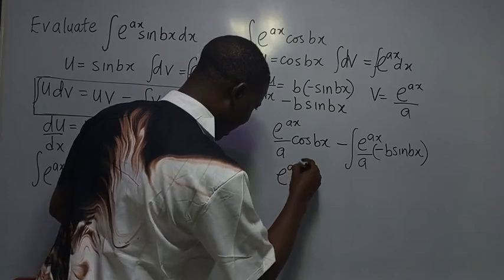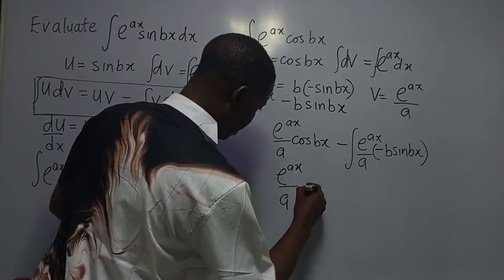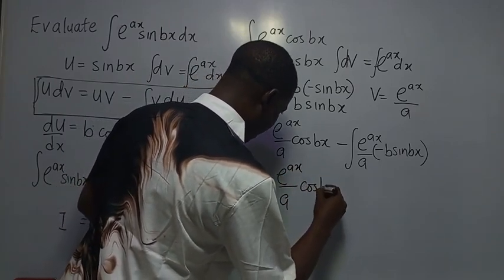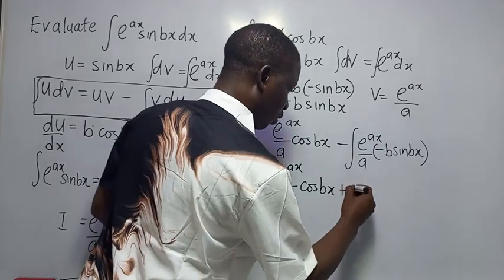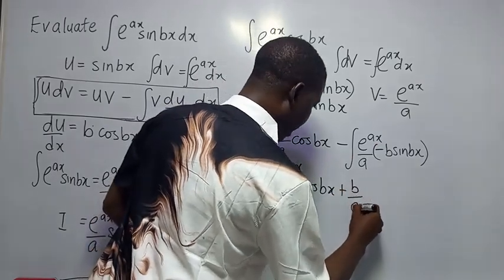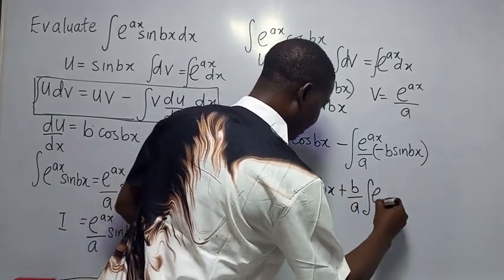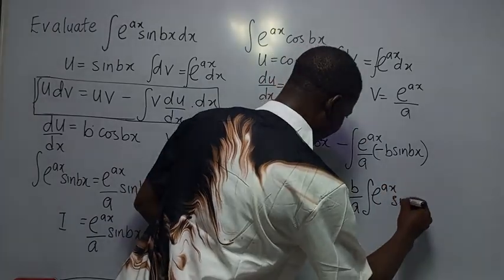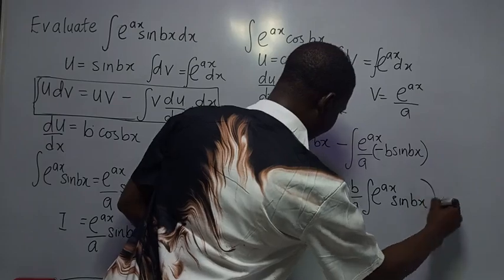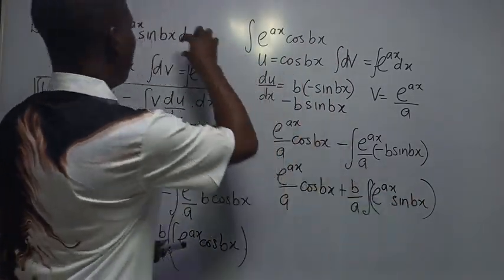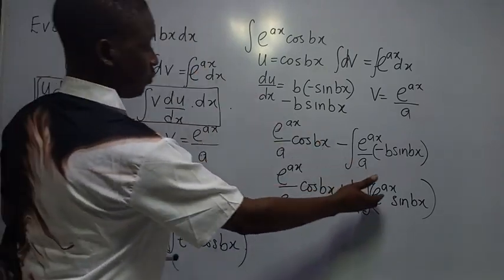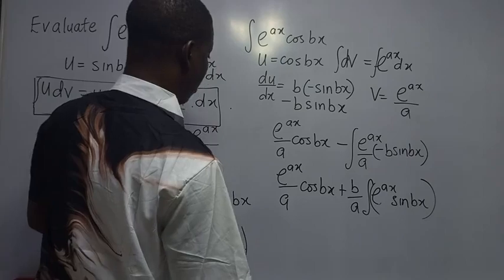e raised to power ax over a cos bx. Minus times minus is plus. So b over a integral of exponential ax sine bx. Now we are going back to the initial function. So what was given to us is what we are going back to. So that means the reduction formula will be applied.